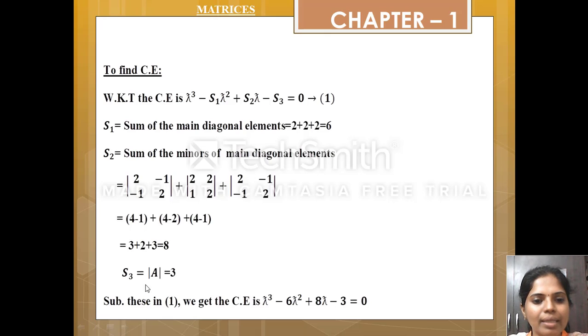Now the third unknown is S3. This S3 is nothing but determinant A. Using the calculator, we can calculate determinant A. Okay, next, after finding S1, S2, S3, we substitute all these 3 in equation number 1.